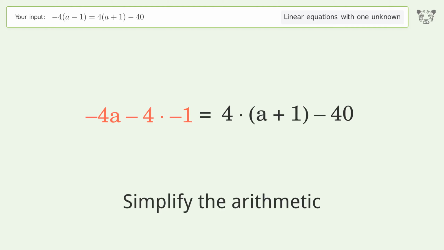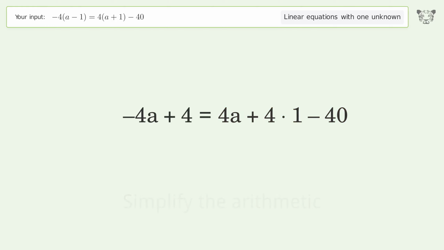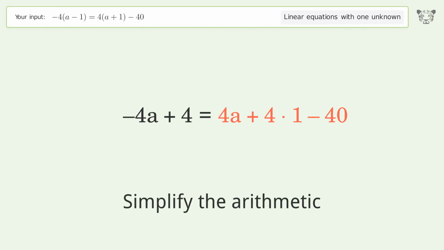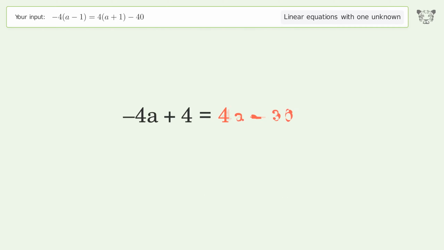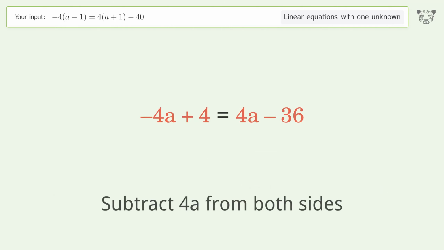Simplify the arithmetic. Expand the parentheses. Simplify the arithmetic. Group all x terms on the left side of the equation. Subtract 4a from both sides.